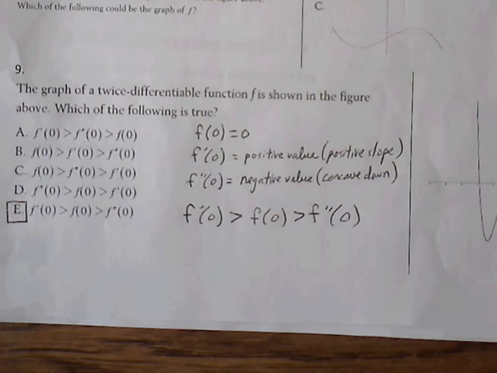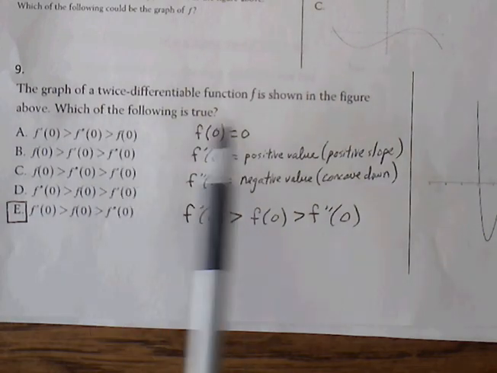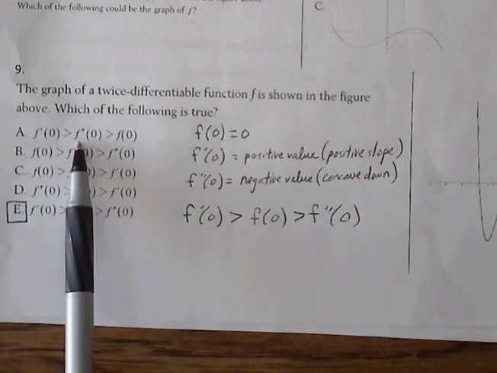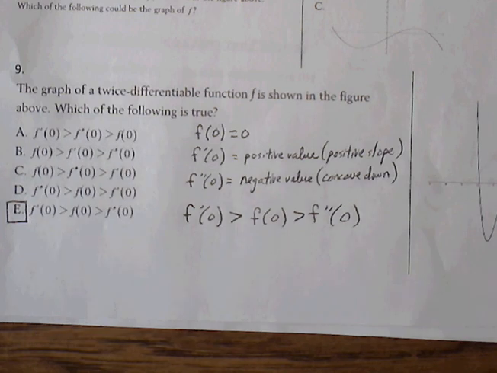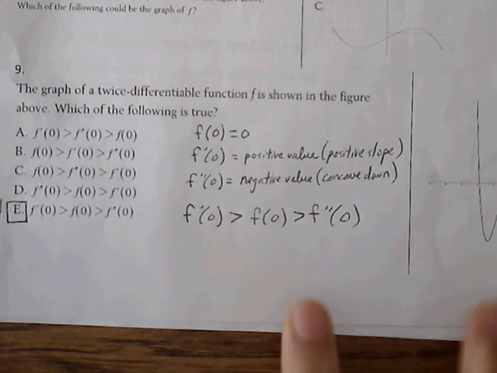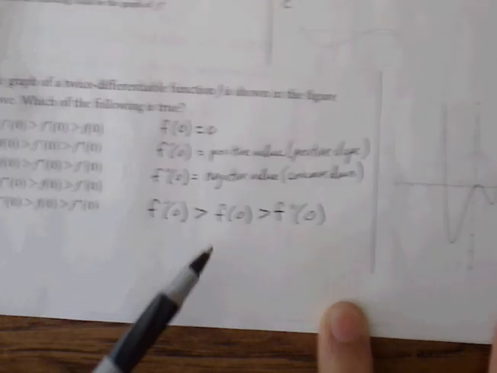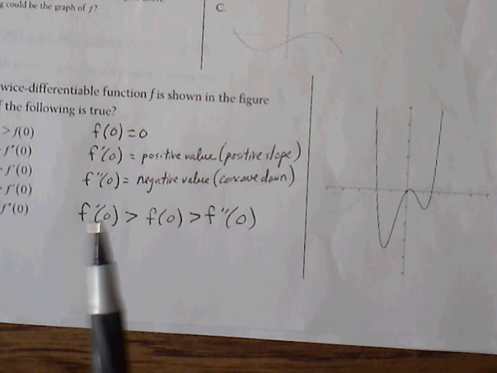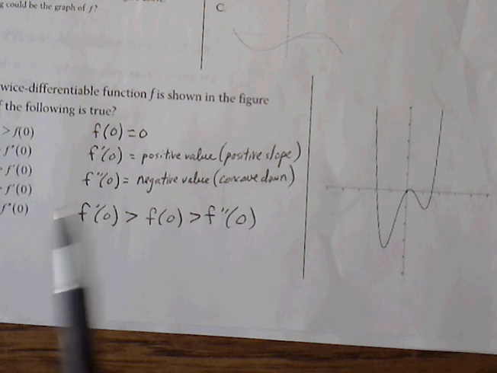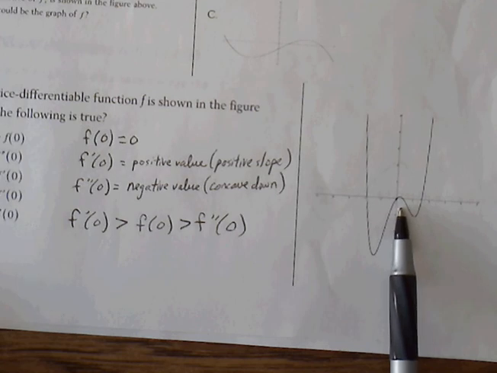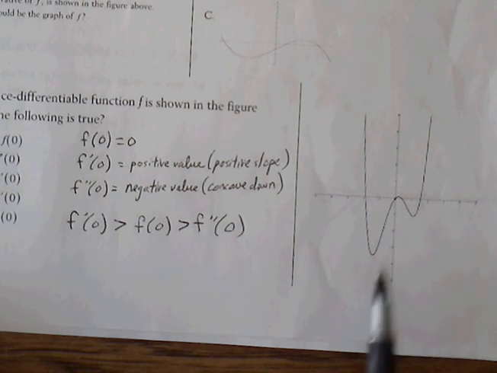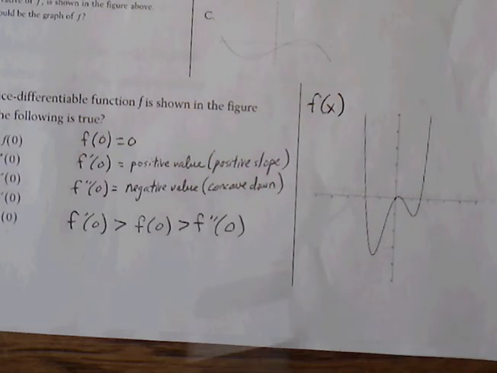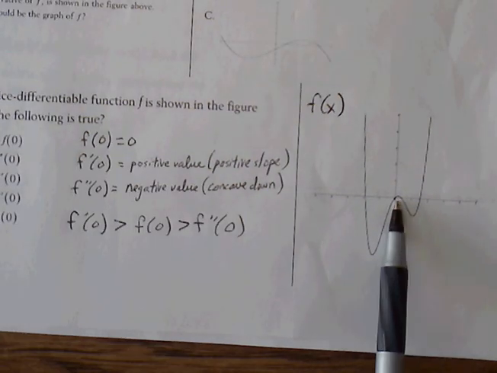Okay, number 9. A graph of a twice differentiated function. That means we're going to find the derivative twice for a function. Which of the following is true? So we're trying to compare all the values between f prime and f double prime at 0. So let's see if we can compare and find the values for the original function, f prime of 0, and f double prime of 0. So first, f of 0, we're just looking for an ordered pair, right? This is the f of x function. We're going back to looking at the original position function. So f of 0, that's just the ordered pair.